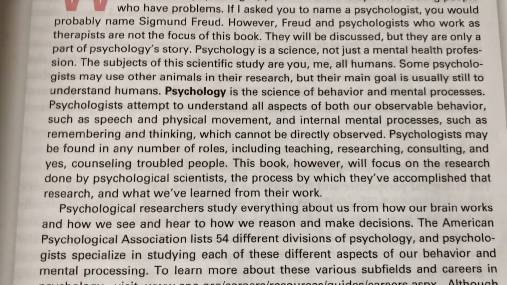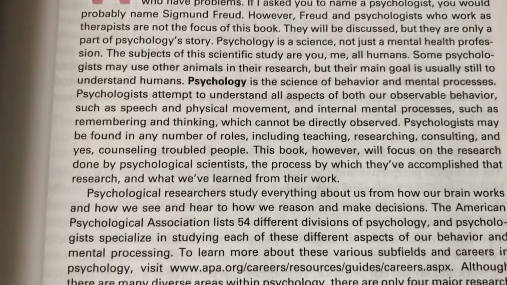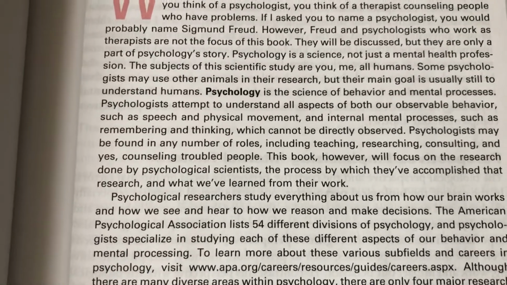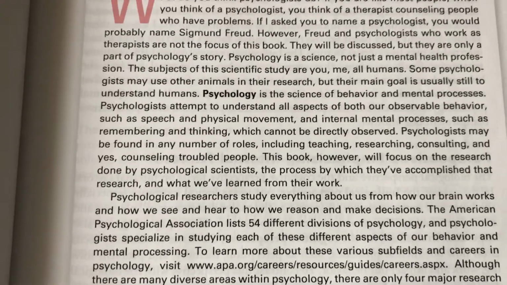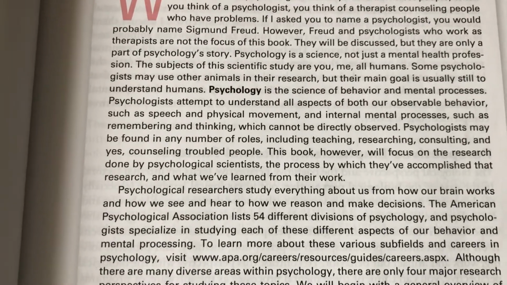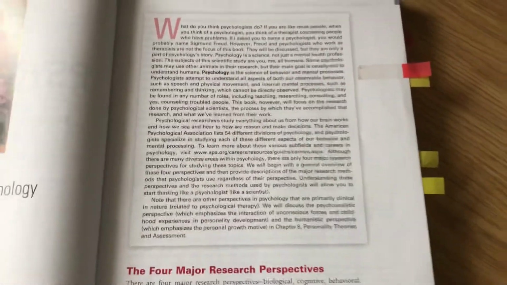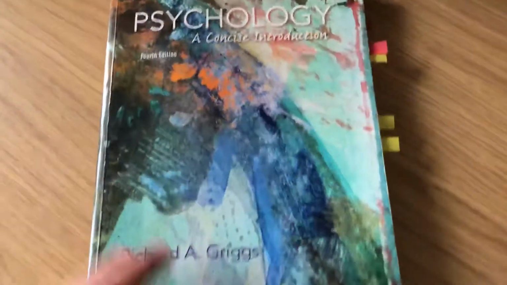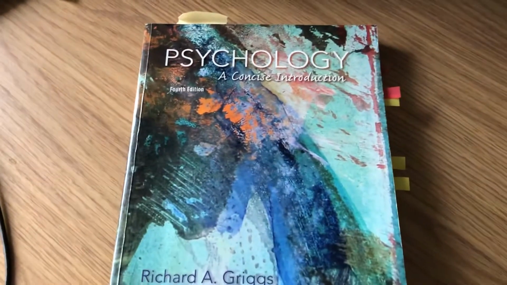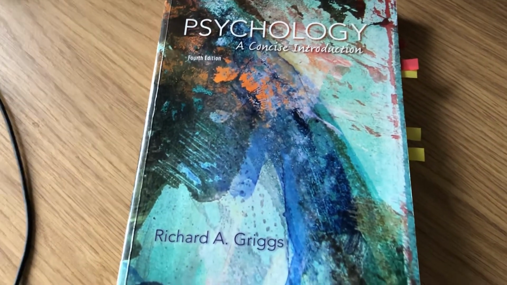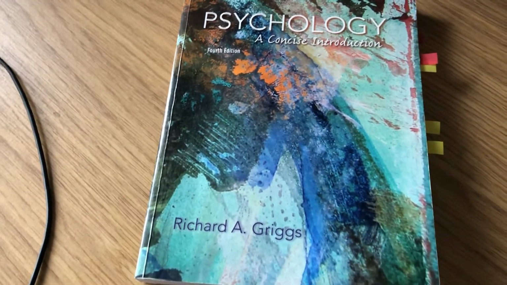Psychology is the science of behaviour and mental processes. Psychologists attempt to understand all aspects of both our observable behaviour, such as speech and physical movement, and internal mental processes, such as remembering and thinking, and so on. So straight away we've got golden nugget information from Griggs. Straight away we are seeing the nature of psychology from Griggs's perspective. So immediately we can write that down and we can say, right, brilliant, I can use this in my paper.